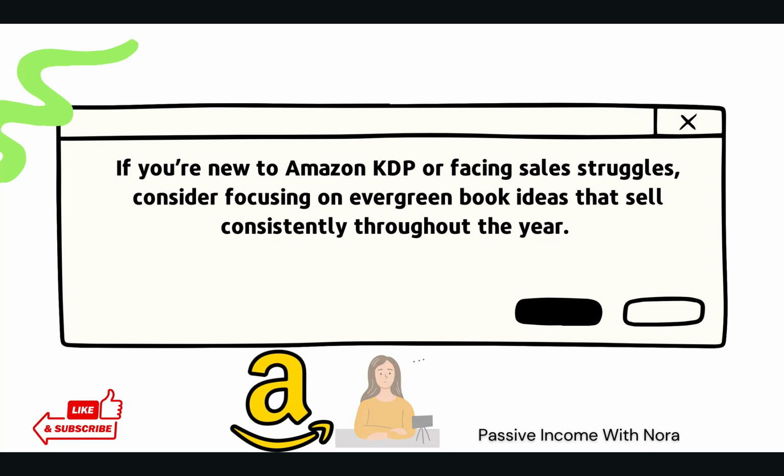So if you're new to Amazon KDP, or if you're facing struggles with making sales, consider focusing on evergreen book ideas more that sell consistently throughout the year. What that does is it provides you with a stable foundation for your publishing journey before you dive into more competitive seasonal niches. So try to create that balance. If you're new, if you're struggling, opt for the evergreen book ideas as much as you can, and at the same time, if you have the chance, do some seasonal, but don't focus purely on seasonal niches. Evergreen is really important, and it gets the top priority when it comes to boosting your Amazon KDP sales.